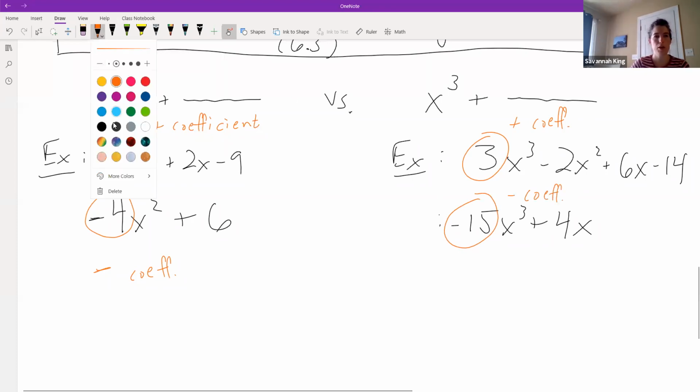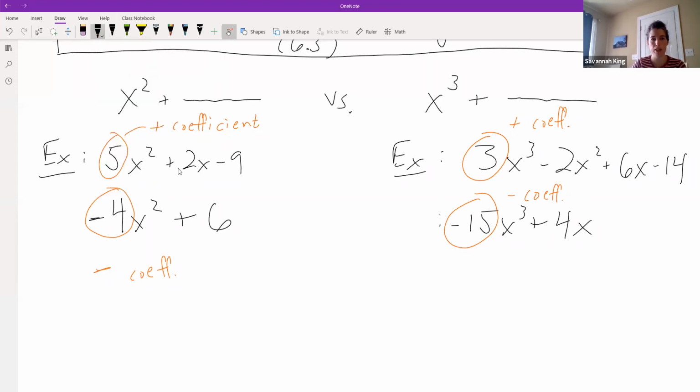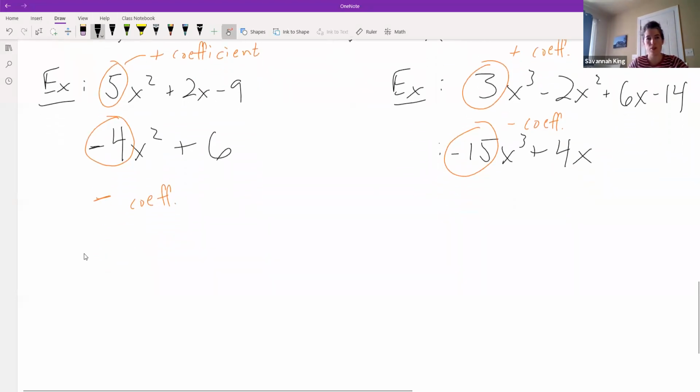Okay, so that gives us basically two main categories, the x squared polynomials and the x cubed polynomials. And within each of those categories, there are two choices, plus or minus. So let me summarize all this and then we'll just look at the pictures.